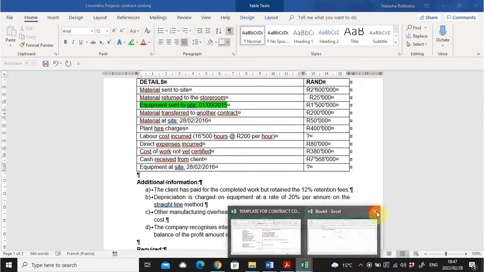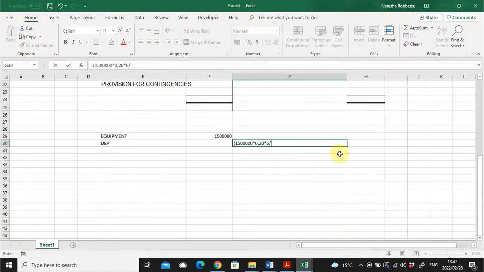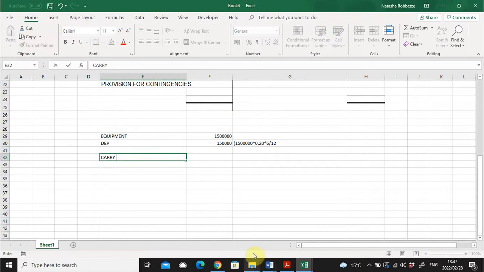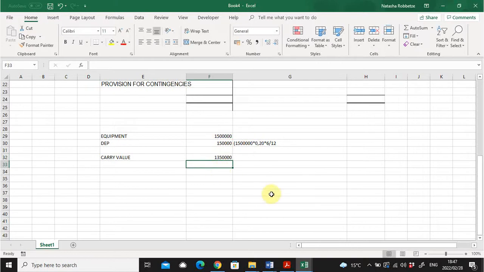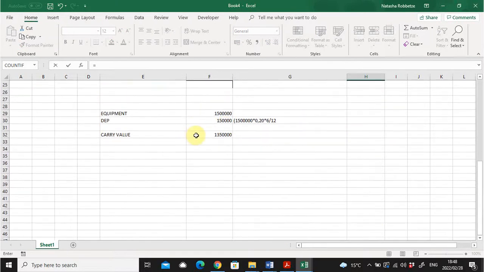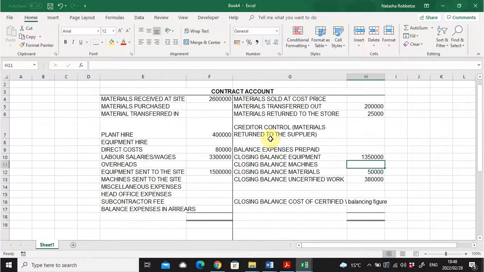Right. So I'm going back to calculate that, 6 out of 12, and I get depreciation of the 1.5 million at 20% times 6 out of 12, and that gives me 150,000. And then the carrying value of the equipment at year end will be the difference, which is 1,350,000, and I'm filling it out. Great.